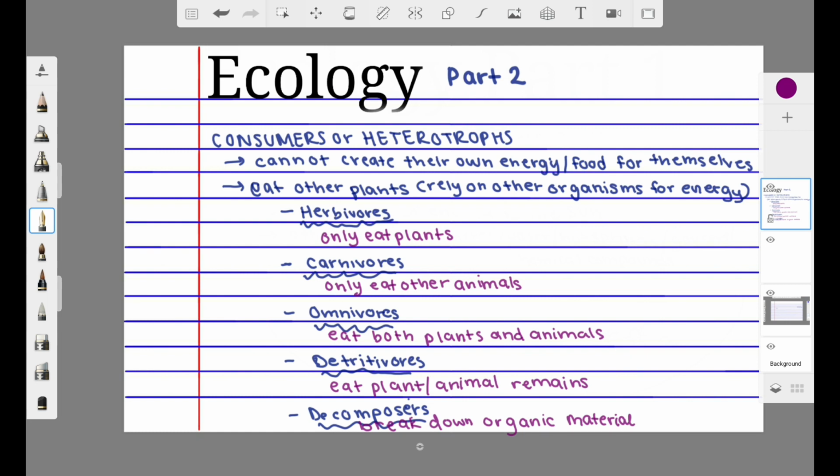So let's look at some examples of all of these different categories of consumers. Some examples of herbivores would be horses, cows, deer. Carnivores: snakes, lions, owls. Omnivores: bears, crows, some humans. Detritivores: snails and earthworms. And decomposers: bacteria and fungi.